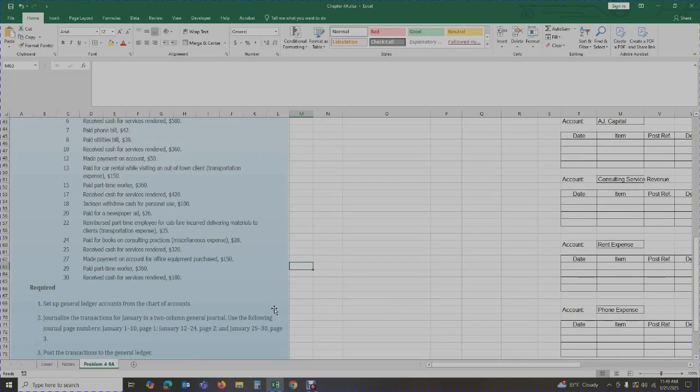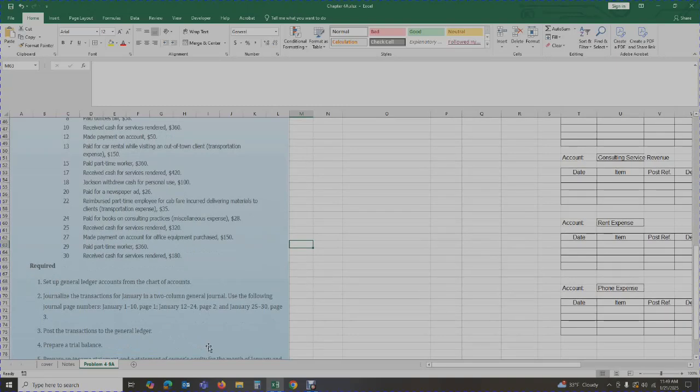We have to journalize the transactions, and we should be recording them into 2 different page numbers, okay? So the transactions from January the 1st through the 10th go to page 1. January 12th through 24 go to page 2. And January 25 to 30 go to page 3. So we have 3 pages of journals, and that is very important because we need to know in what journal page number we posted for when we transfer information to our ledgers, okay?